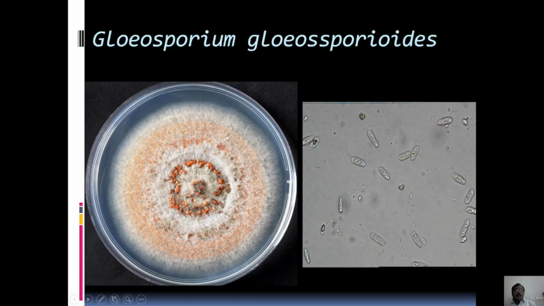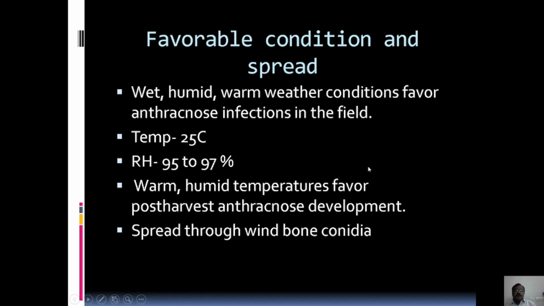And this is the pathogen, Colletotrichum gloeosporioides, which is known to produce single-celled oval hyaline conidia with oil globules. Wet, humid as well as warm weather favors the development of this disease, and a temperature of 25 degrees and relative humidity of 90 to 97% favors the development of this disease.